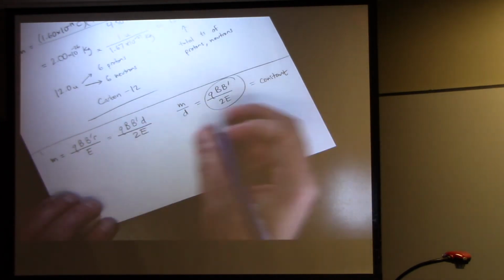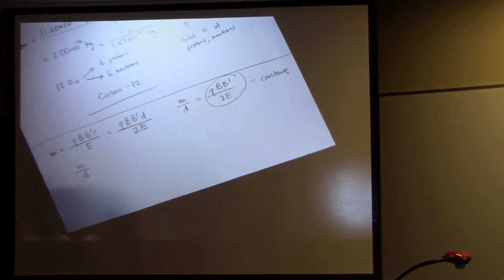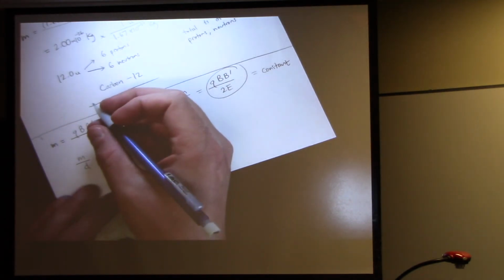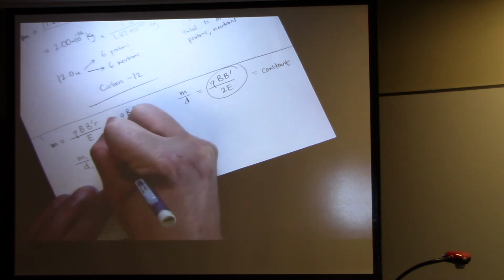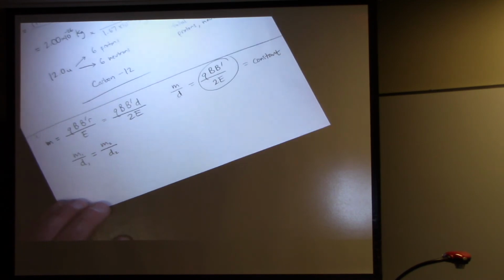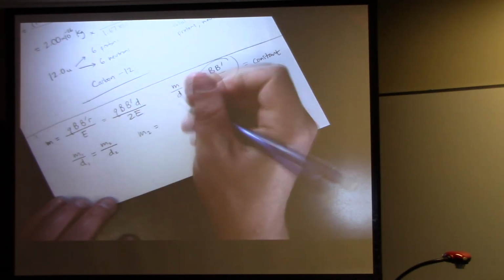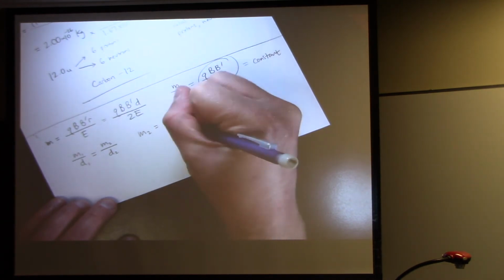So look, if mass divided by diameter is the same for any 2 runs of this experiment I do, I can compare 1 and 2. M1 over D1 equals M2 over D2, in other words. And what I'm looking for is M2. That's M1 times D2 over D1.